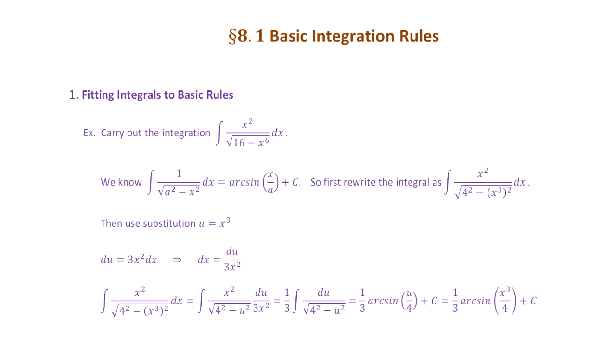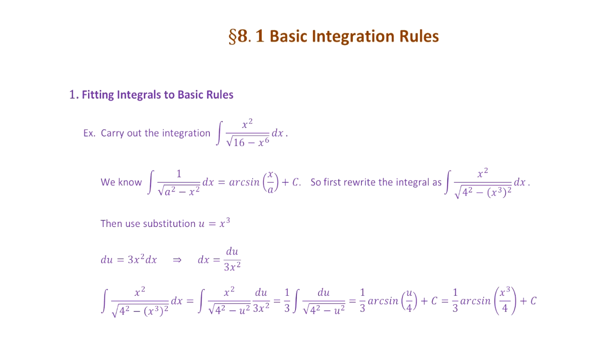So to match the problem with the formula, we need to rewrite the problem a little bit so that it looks like the formula. So let's just rewrite the problem as square root of 4 squared minus x cubed squared inside the radical in the denominator, because that's what it is in the formula. So fitting integrals to basic rules.